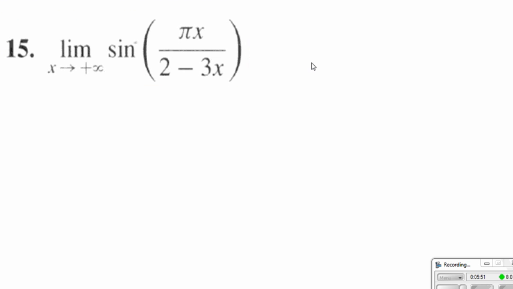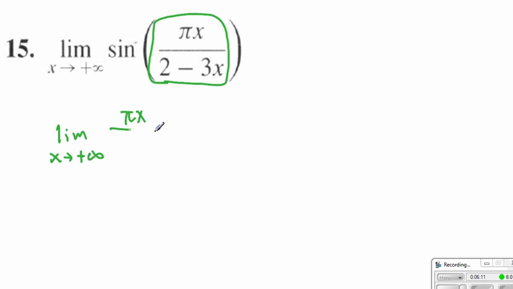Then you will realize that in order for us to evaluate this limit, we have to realize what's happening to this inner expression. So in fact, you will realize that we need the limit as x approaches positive infinity of the inner expression, which is pi x over 2 minus 3x. Now, we can use the technique where top and bottom have the same exponent. We just have to get the coefficient of those two x values.